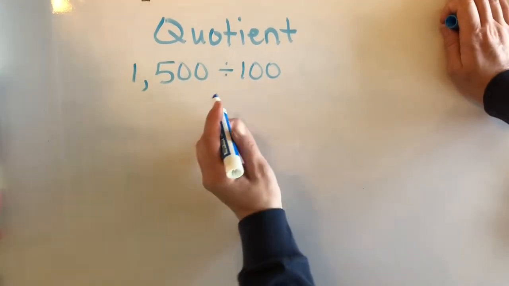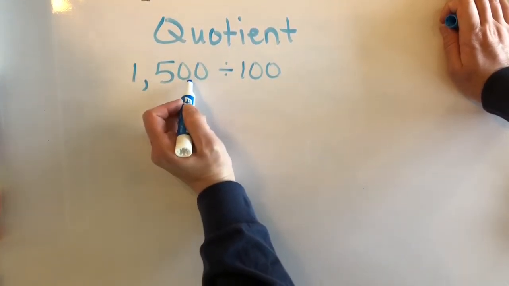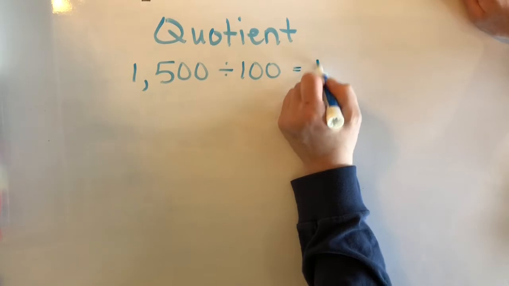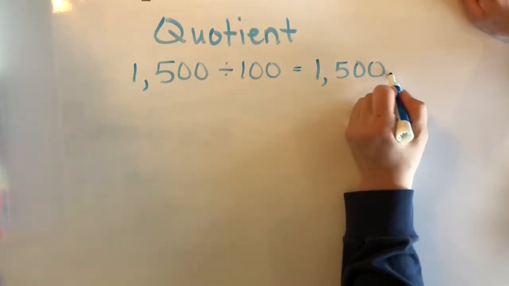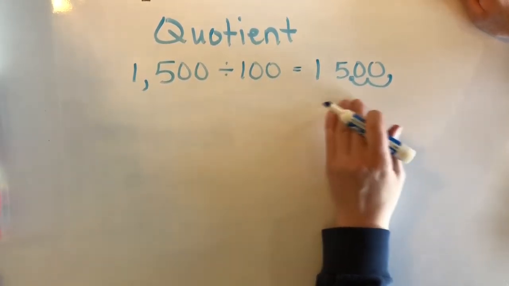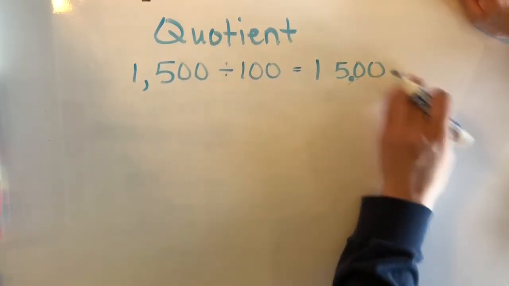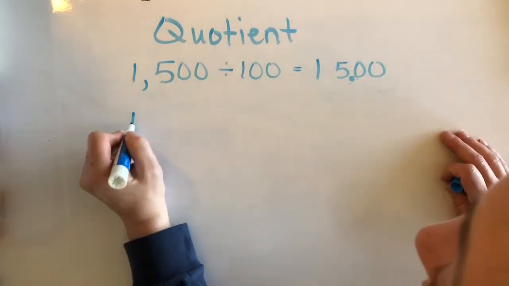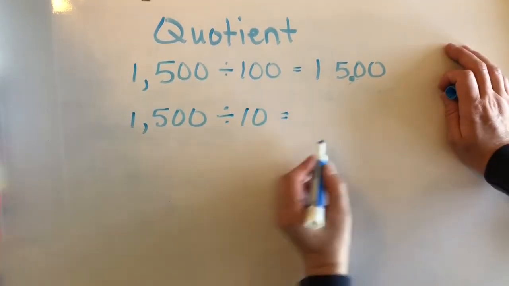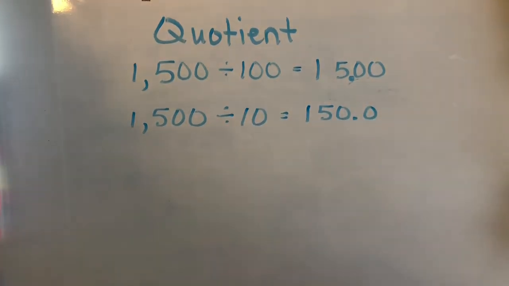What we realized is that when you divide by 10, you move the decimal one spot to the left. And if you divide by 100, that means we would move the decimal 2 spots to the left. So here's the decimal, and that would mean 1, 2. So our answer is actually 15. I can erase those so you can see. So the answer again is 15. If I had 1,500 divided by 10, I'm going to move my decimal 1 spot to the left. So my answer is 150.